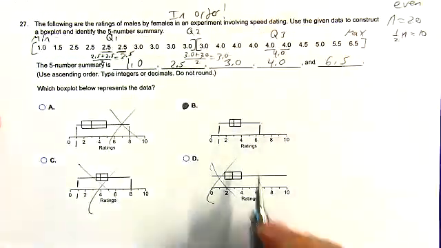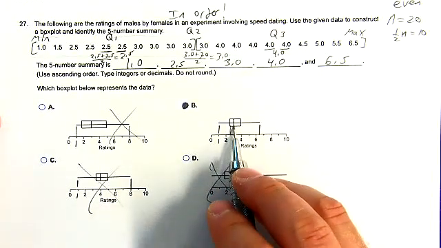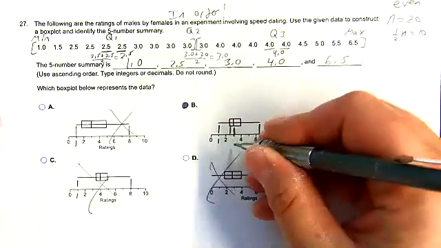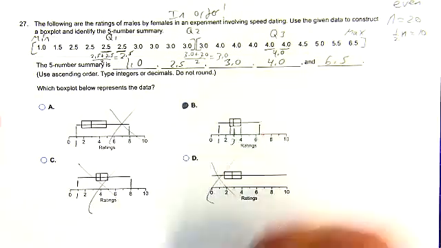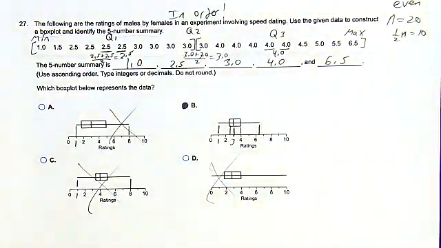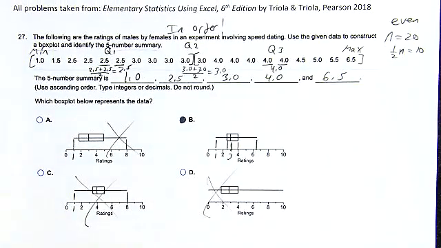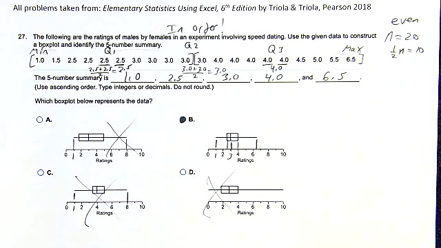And if you look, the other ones line up. So Q1 is 2.5. Yep, that works. Median was 3. That works. Q3 was 4. That works. And then 5. Maximum was 6.5. So this one works perfectly. Any confusions there? Okay, let's go to 28.